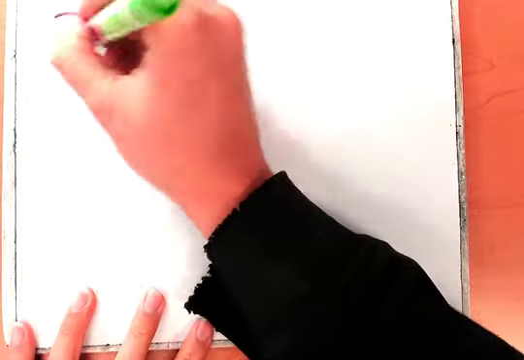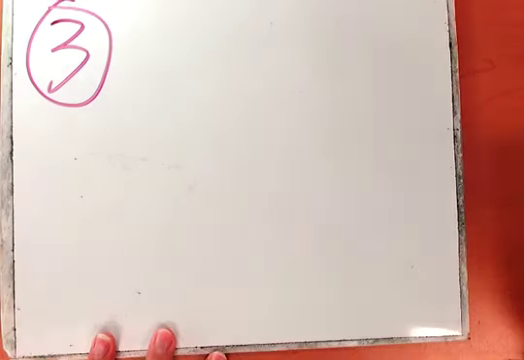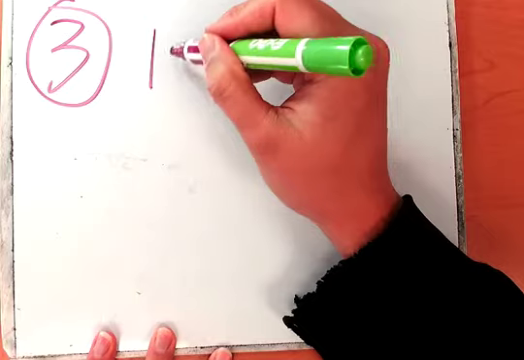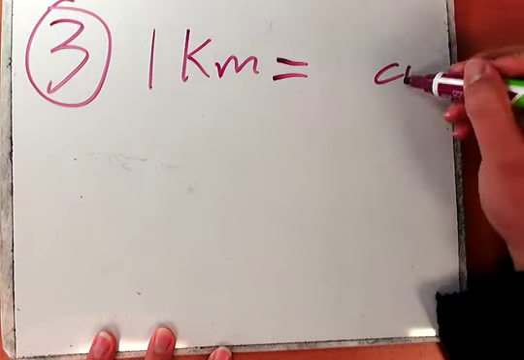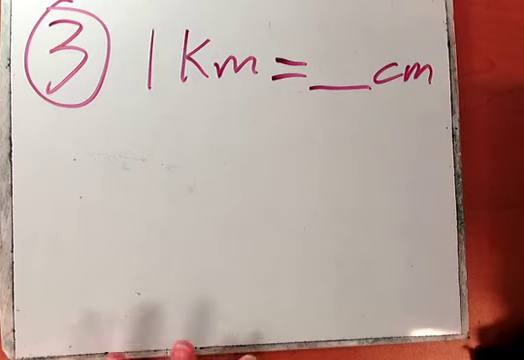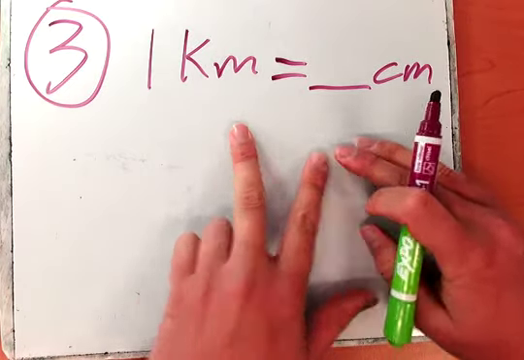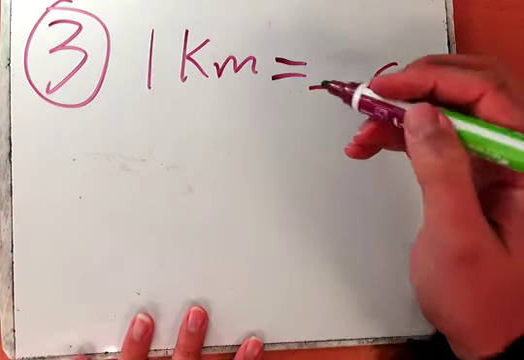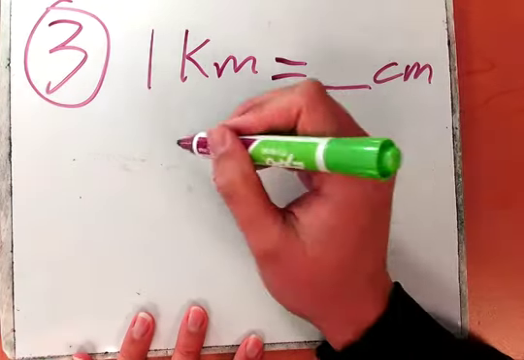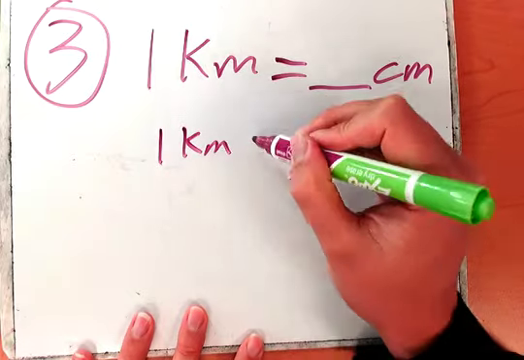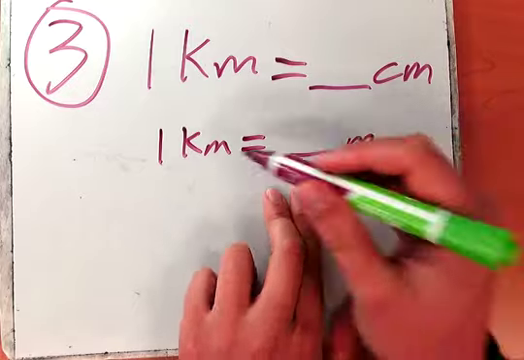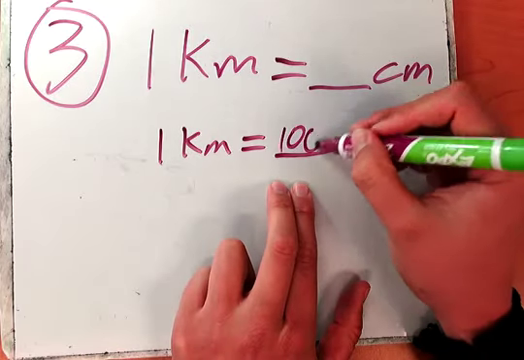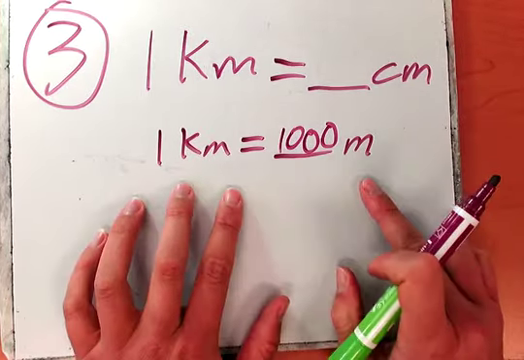Question 3. Question 3 is 1 kilometer into centimeters. I'm giving you these because now they're farther apart. So it's no longer kilometers to meters, but we could do that. We could say 1 kilometer equals how many meters? Okay, well, there's 1,000 meters in a kilometer. We just know that. That's a fact.